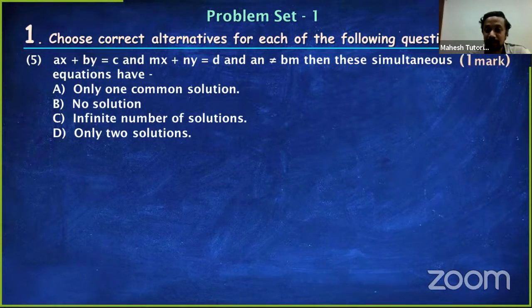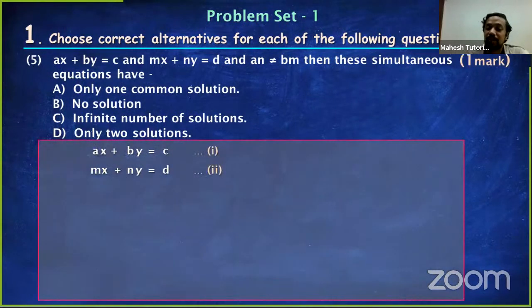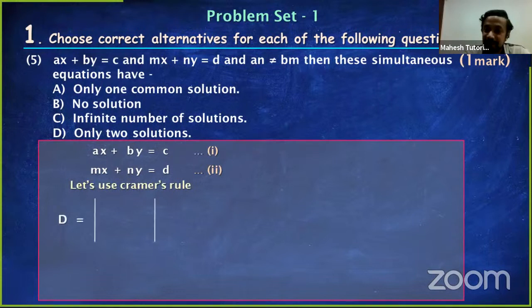So in that case, students, let us consider both the equations which have been given in the question. Ax plus by is equal to c, and mx plus ny is equal to d. Students, let us try to solve this equation by Cramer's rule. By Cramer's rule, if I frame the determinant D, we are very well aware that determinant D contains the coefficients of x and y.